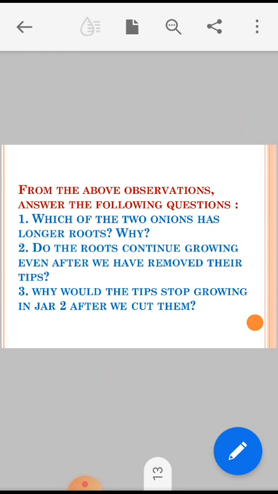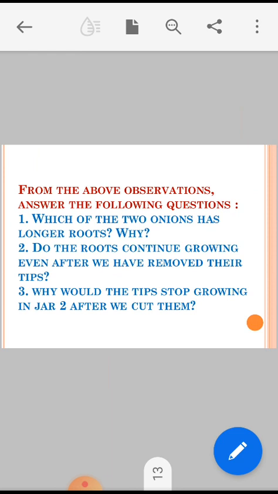Unless you do this activity, you will not be able to record the observation in the observation table. So please perform this experiment at home. It's not an experiment, it's an activity. Okay, now the next question.